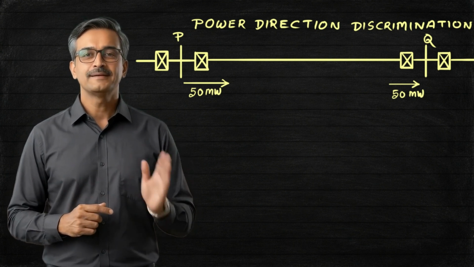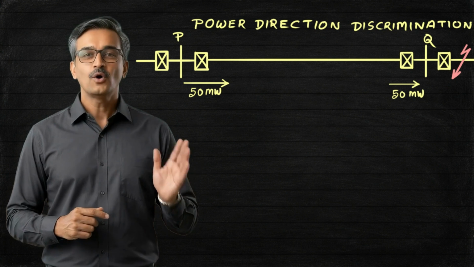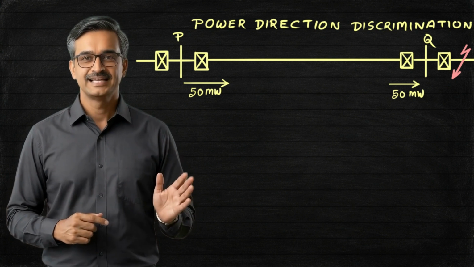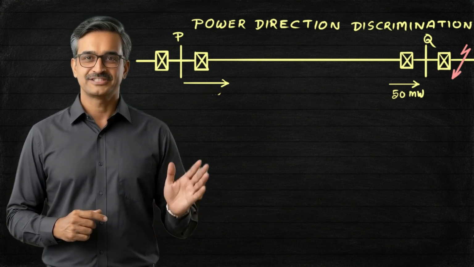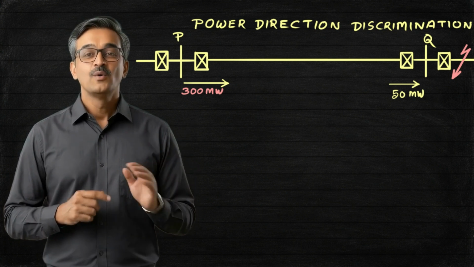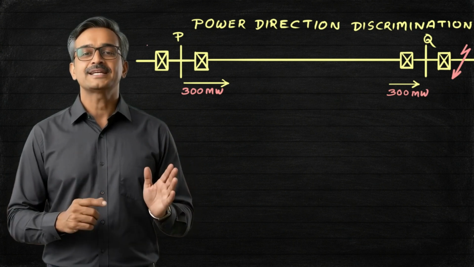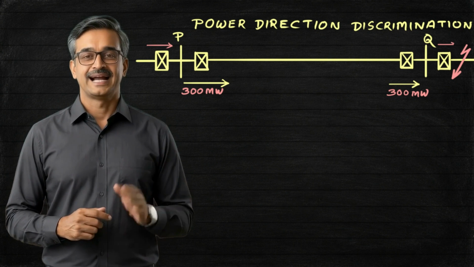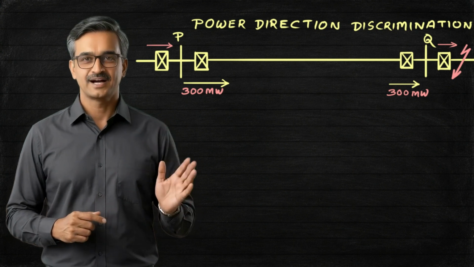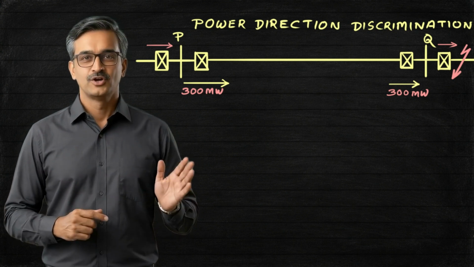Now let's change the situation. Suppose a fault occurs outside the protected line, somewhere beyond substation Q. Because the fault draws a large amount of power, the power flowing through our transmission line increases dramatically. Instead of 50 megawatts, suppose 300 megawatts now flows through the line. Notice something important. Although the magnitude of power has increased significantly, the direction of power flow has not changed. Power still enters the protected line at P and leaves the protected line at Q before reaching the external fault. So even though the current and power have become very large, the protected line itself is perfectly healthy. It is simply carrying fault power toward a fault located elsewhere.